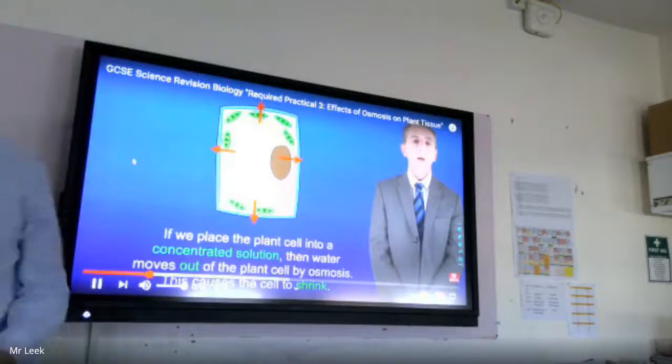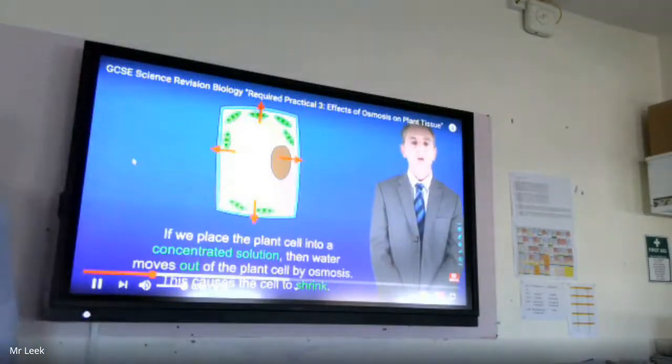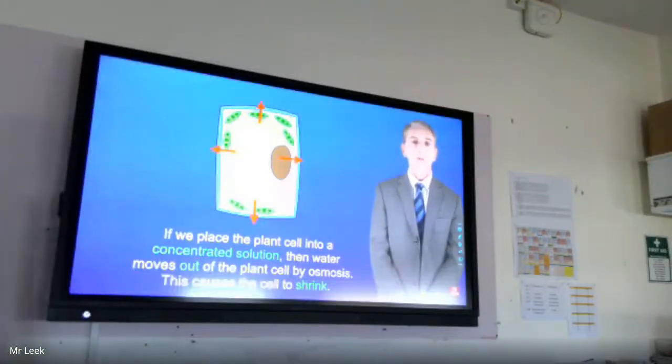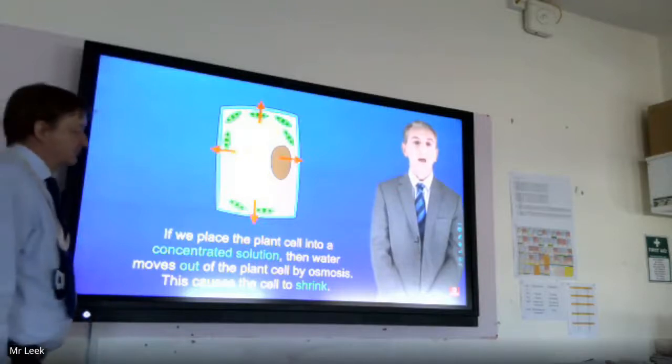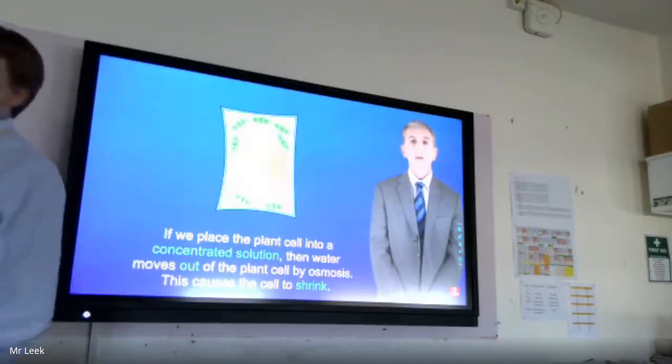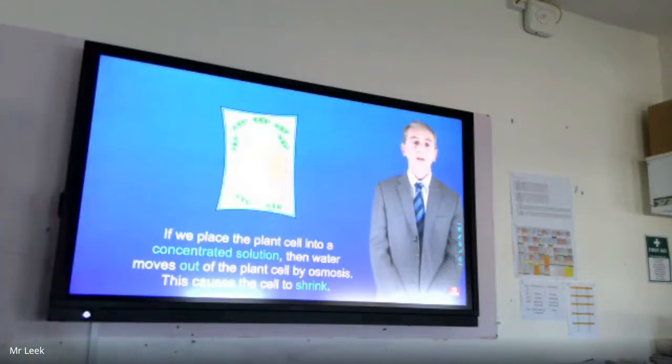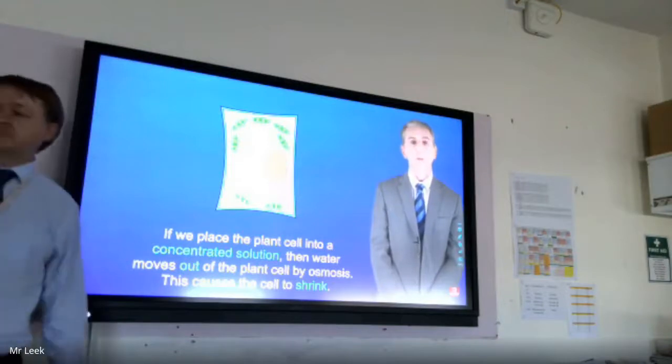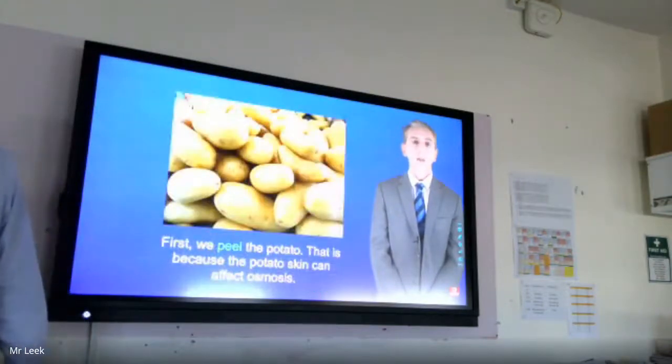However, if we place the plant cell into a concentrated solution, then water moves out of the plant cell by osmosis, and this causes the cell to shrink. So in this video, we're looking at how to investigate the effect of osmosis on plant tissue. The plant that we usually use is a potato, but this also works well using other vegetables such as beetroot or parsnip. First, we peel the potato. That's because the potato skin can affect osmosis.